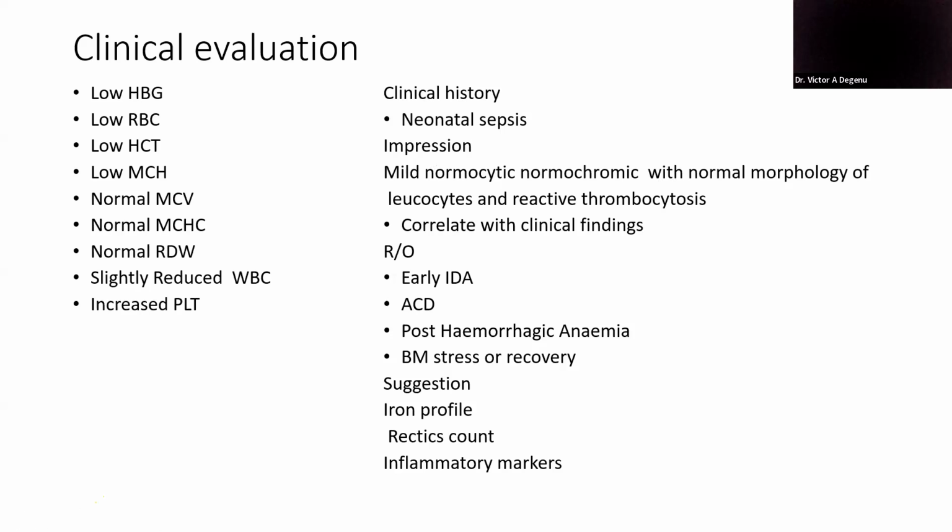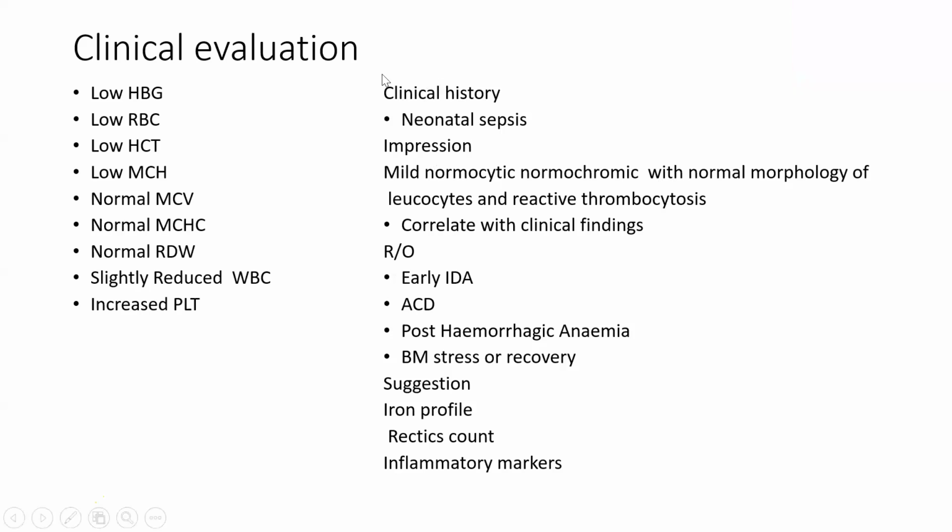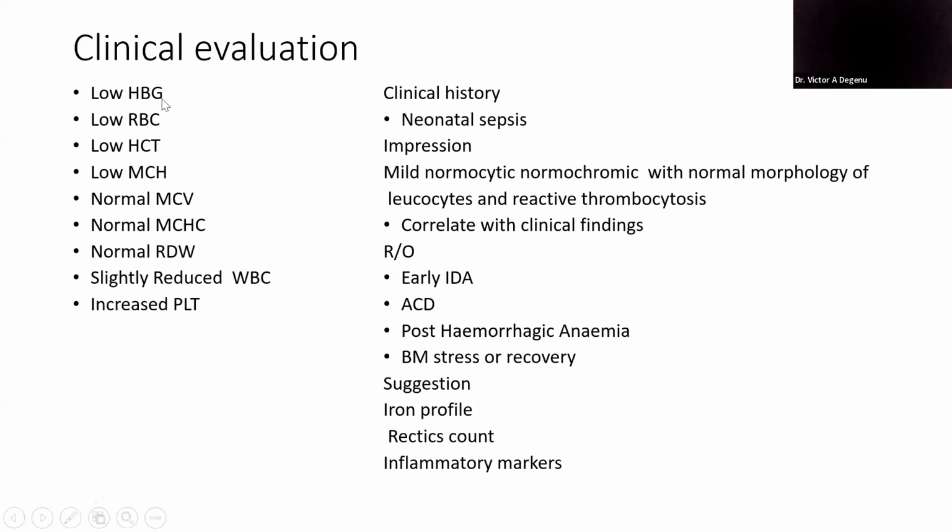Though the HB is low, RBC is low, PCV is low, MCH is low, it is presenting with mild normocytic normochromic anemia with normal morphology of leukocytes. Platelet is increased, so you may say reactive thrombocytosis.